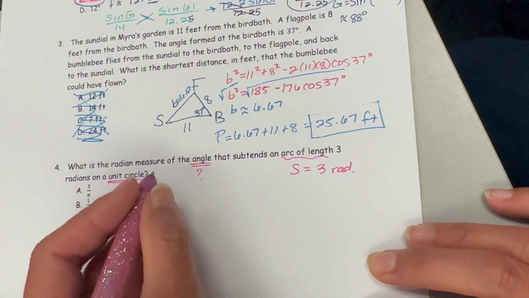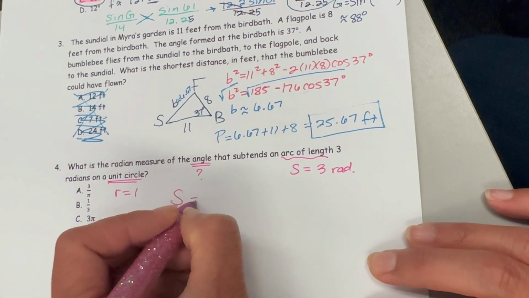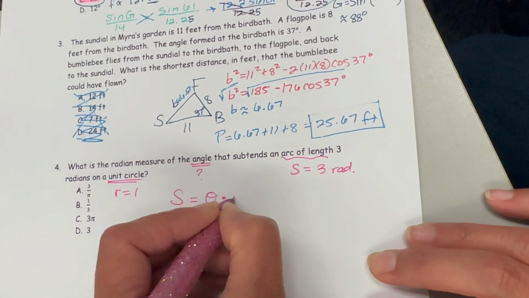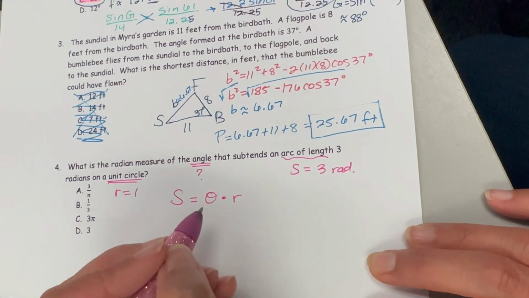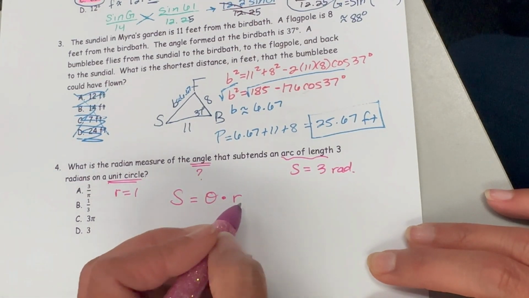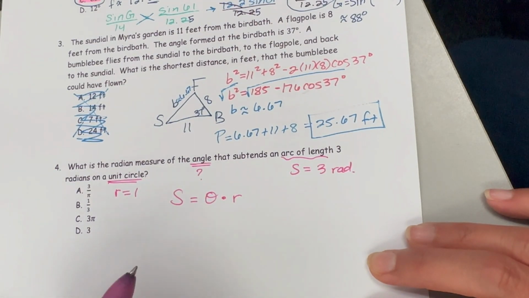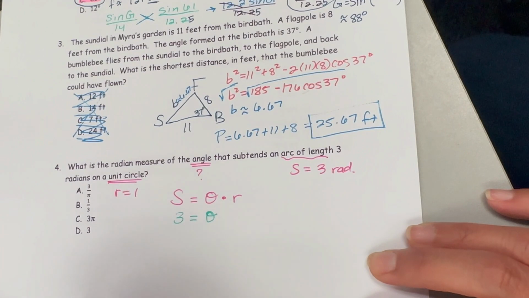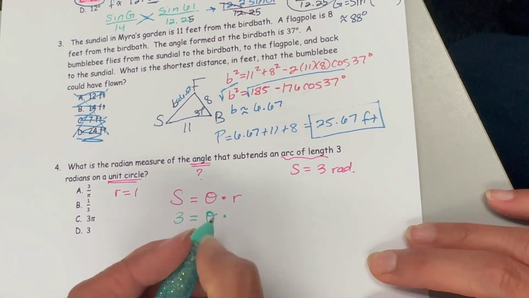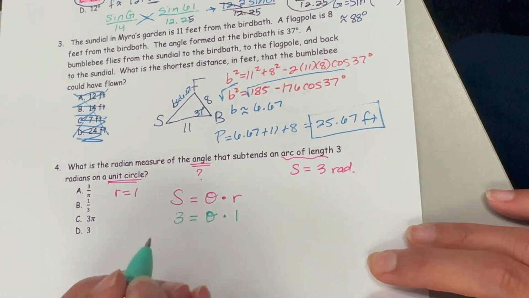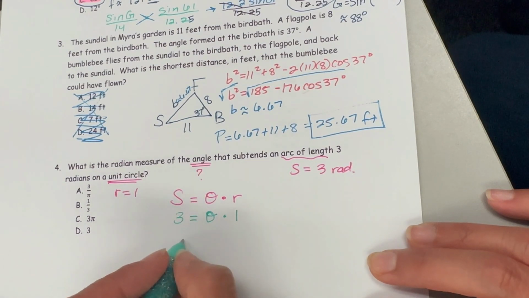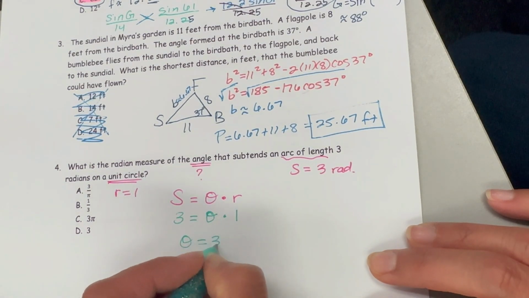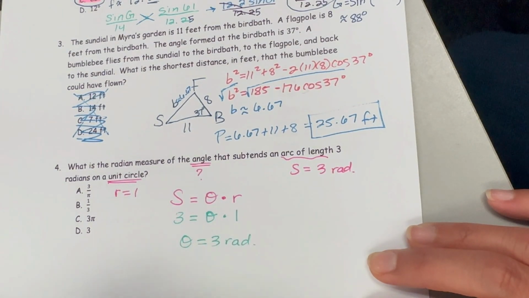So at the beginning of this unit, we had an arc length formula. S equals theta times R. S is the arc length, theta is the angle in radians, and R is the radius. Well, we have the arc length, S, it's a 3, so I'm going to plug it in. We don't know theta, so it's just theta, but we know the radius of a unit circle is a 1. Well, theta times 1 is just theta, so that means that theta, the angle, must be 3 radians. So D was the answer.